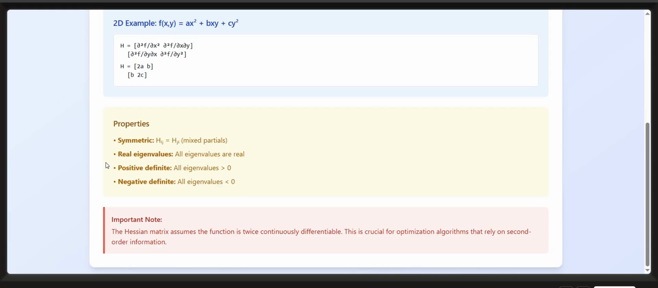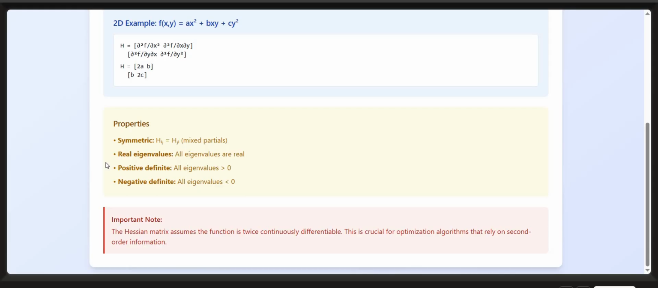By the way, the assumption here is that our function is twice differentiable. That might sound technical, but what it really means is that all the second derivatives exist and they are continuous. This is a key requirement if we want to use second order optimization algorithms like Newton's method. Without that smoothness, the Hessian might not even exist or might not be useful.